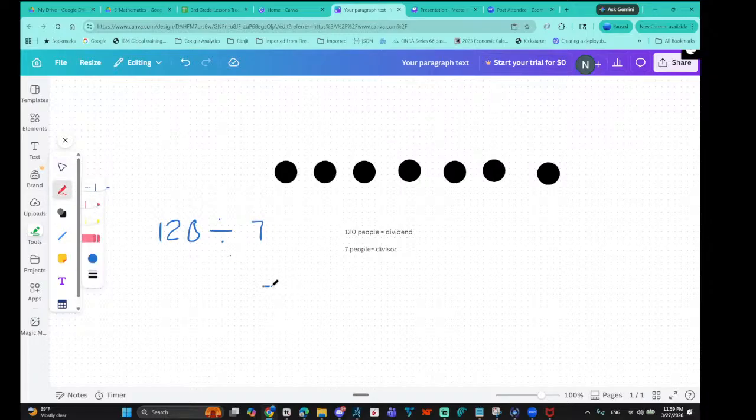So 7 times 17 equals, let's see, 119. So that number, 119, is very close to 120. And so basically, since the difference between 120 and 119 is 1, we know that the remainder is also going to be 1. So there'll be one person that won't be on the team.